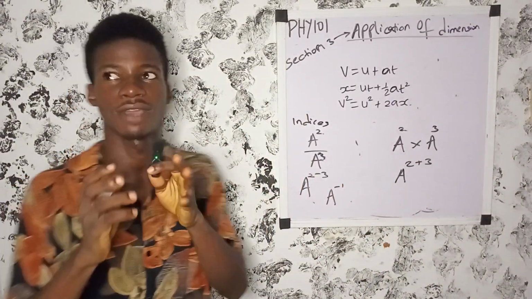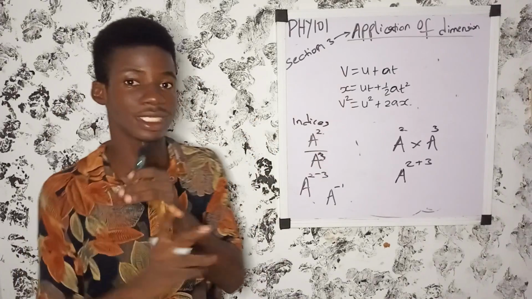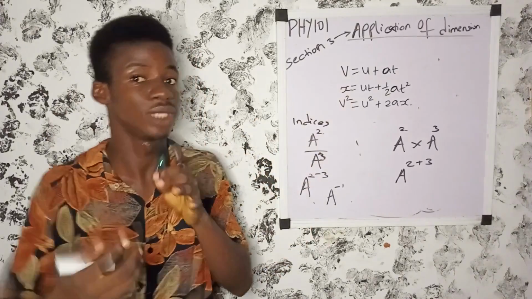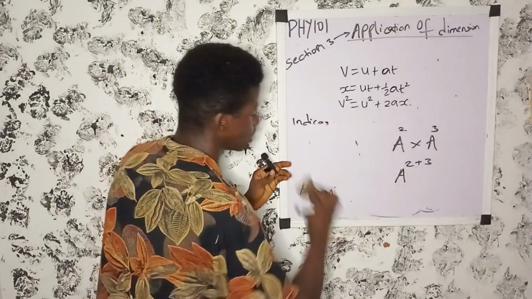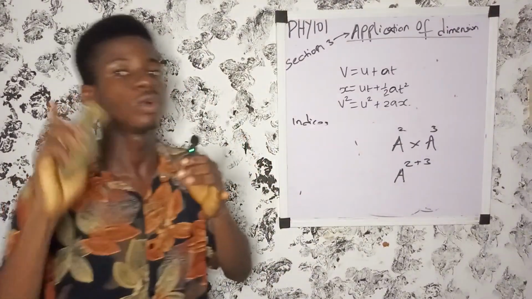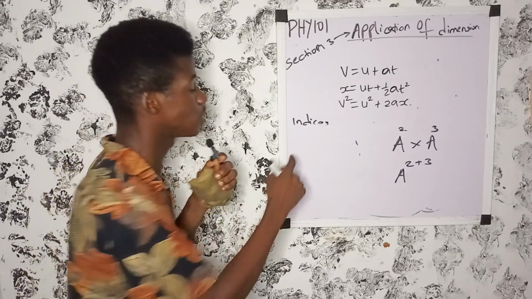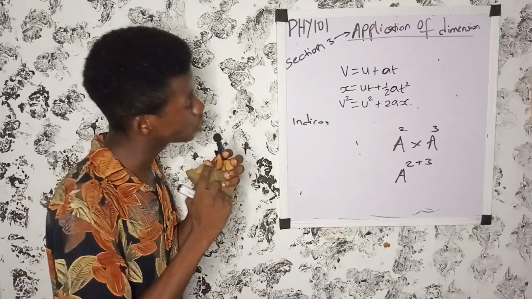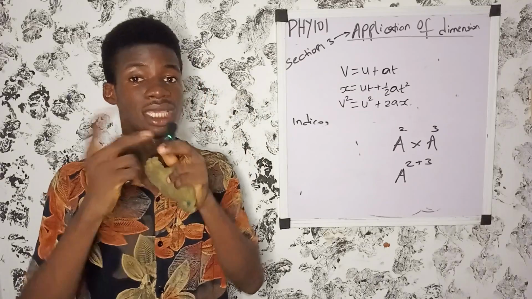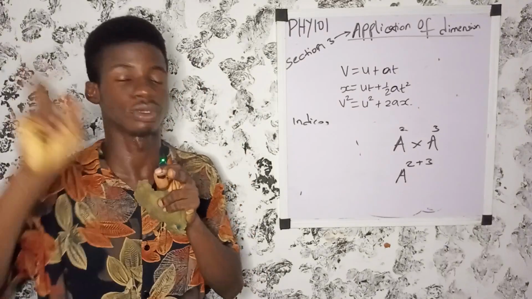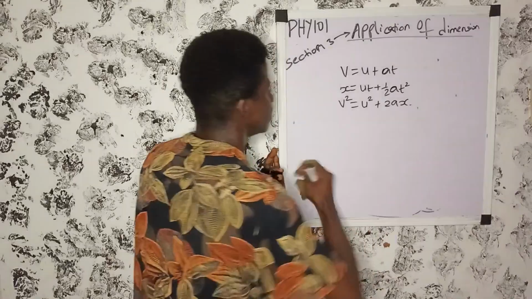Please don't forget about these laws, because we usually use them to look for dimensions of some quantity and also do dimensional analysis. So in summary, when two bases are multiplying each other and those two bases are equal, you take one of the bases, then you add the power. Also when two bases are dividing each other, and these two bases are equal, you bring out one of the bases, you subtract the power. Now let's move back to dimensional analysis.